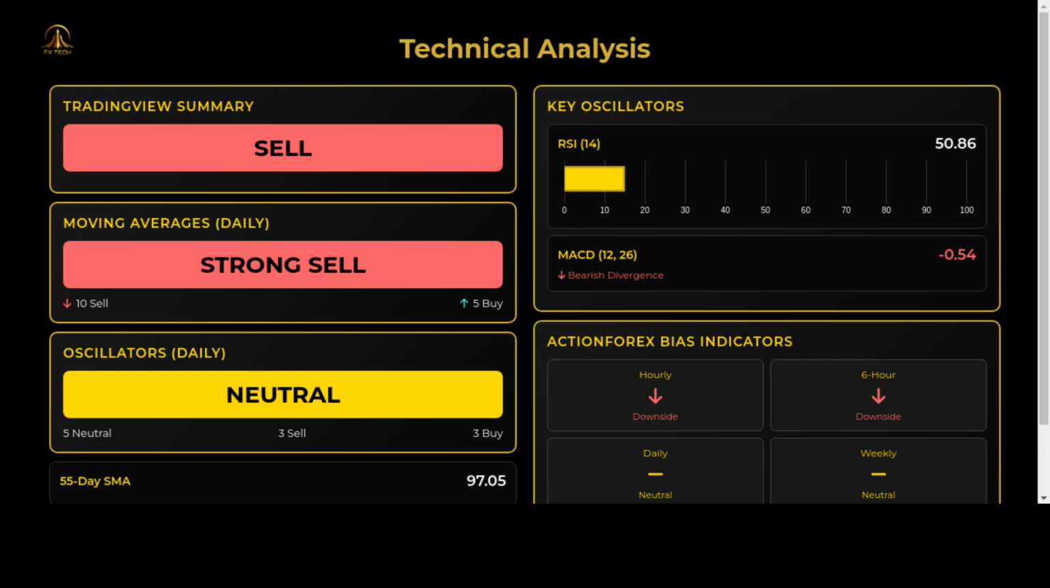The oscillators present a more neutral picture with 5 neutral readings, 3 sell signals, and 3 buy signals. The RSI sits at 50.86, right in neutral territory, while the MACD at negative 0.54 shows bearish divergence. The 55-day simple moving average at 97.05 is below current price. Action Forex bias indicators show downside bias on both hourly and 6-hour timeframes, while daily and weekly remain neutral.